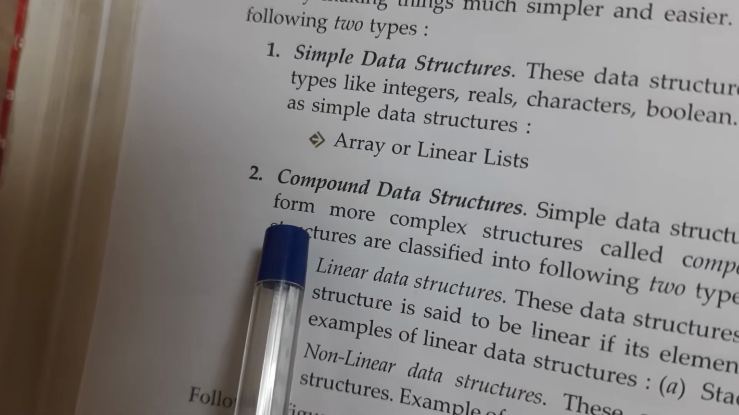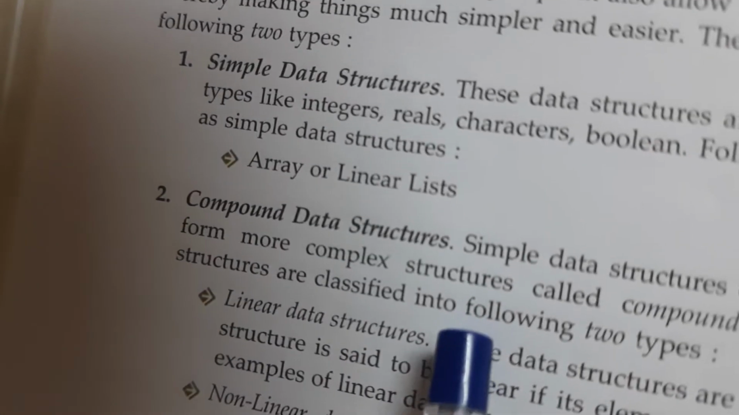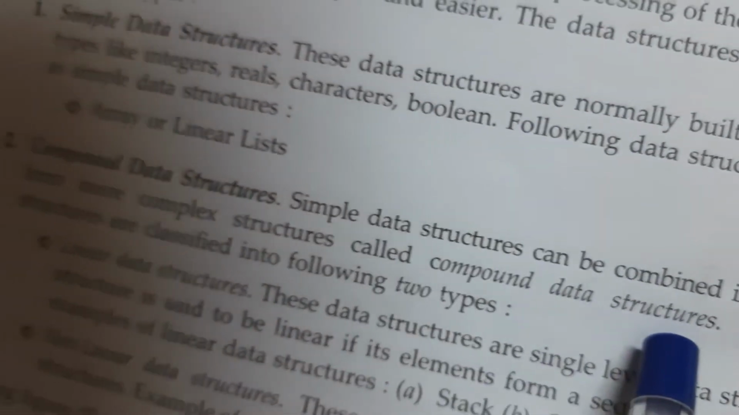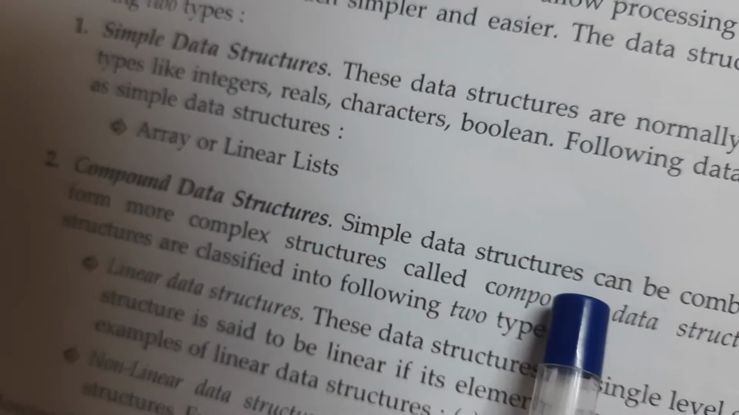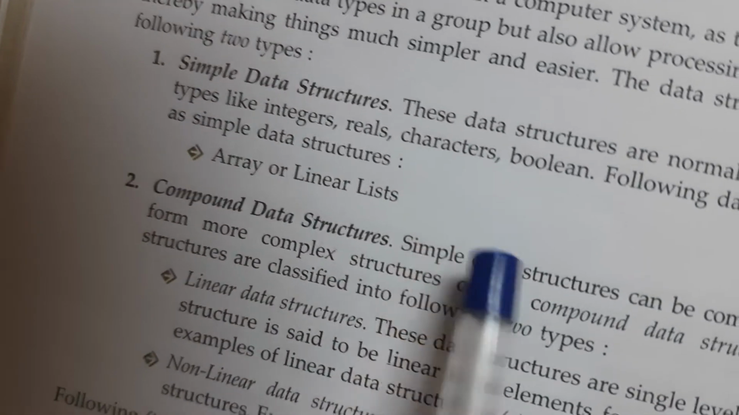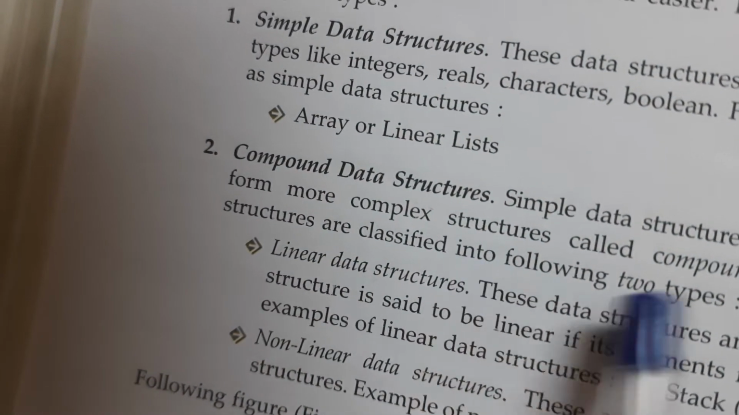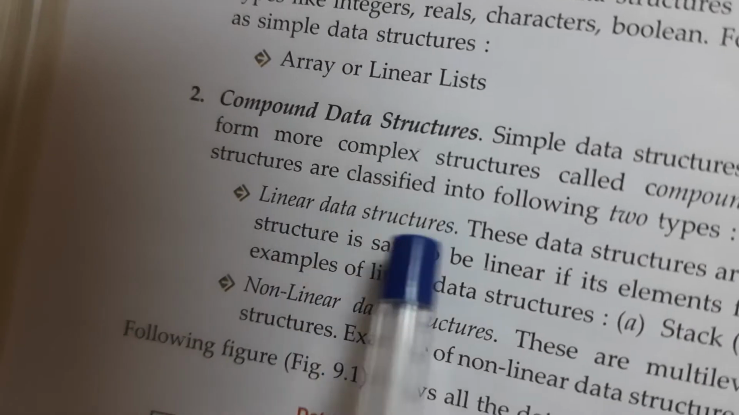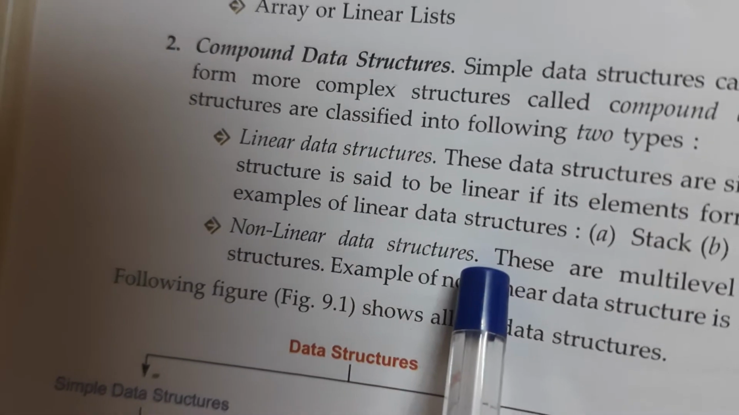The data form more complex structures called compound data structures. So one is the simple data structure, another one is the compound data structure. Here compound data structures are classified again into two types. They are linear data structures and non-linear data structures.